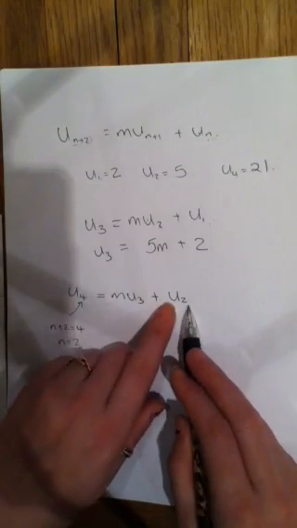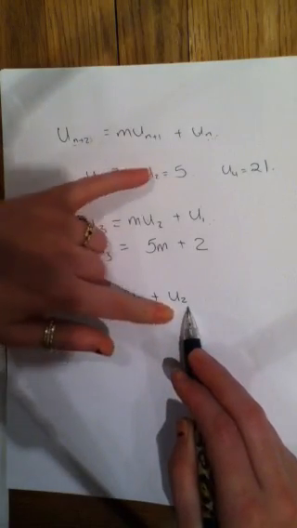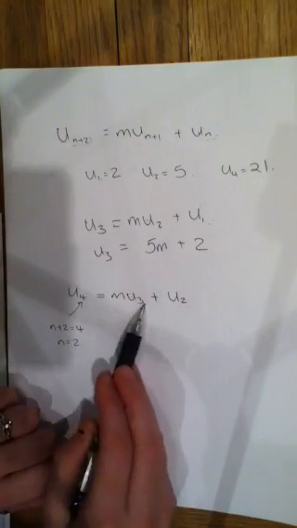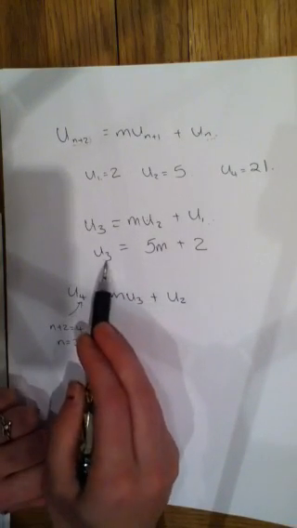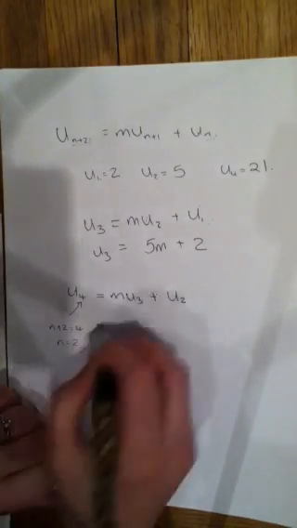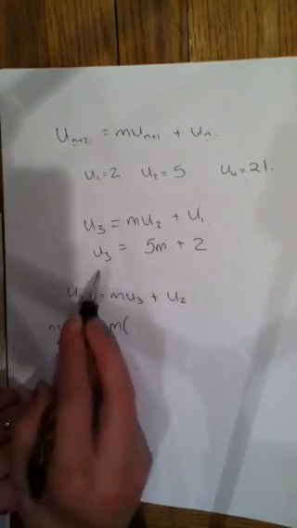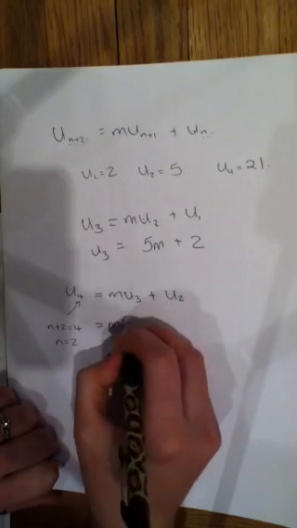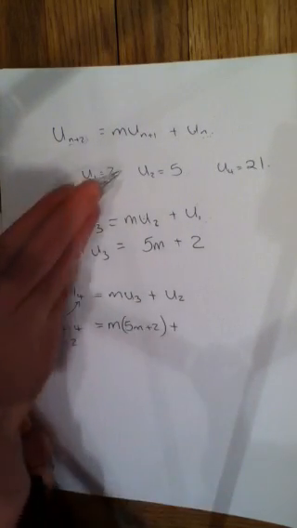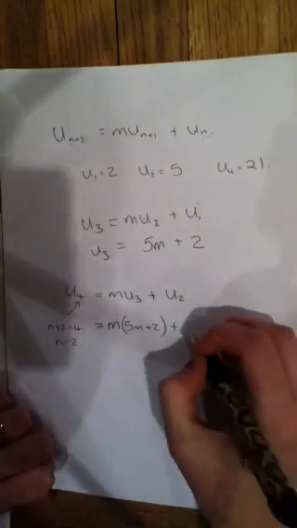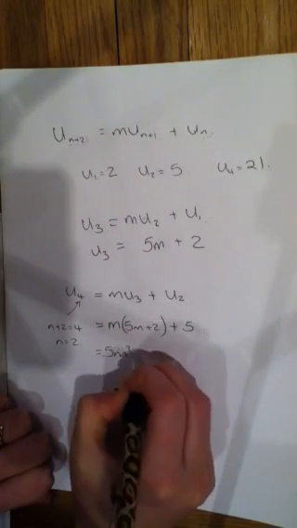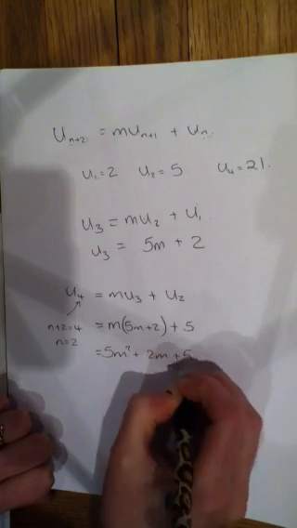But I know this, it's not 2, it's 5. I know that's 5. And I know this as well, that's 5m add 2. The third term I already worked out was 5m add 2. So I can put this in. u3, that's the third term, that's 5m add 2. And u2, that's the second term, that's 5. So tidying it up a little bit, 5m squared add 2m add 5.